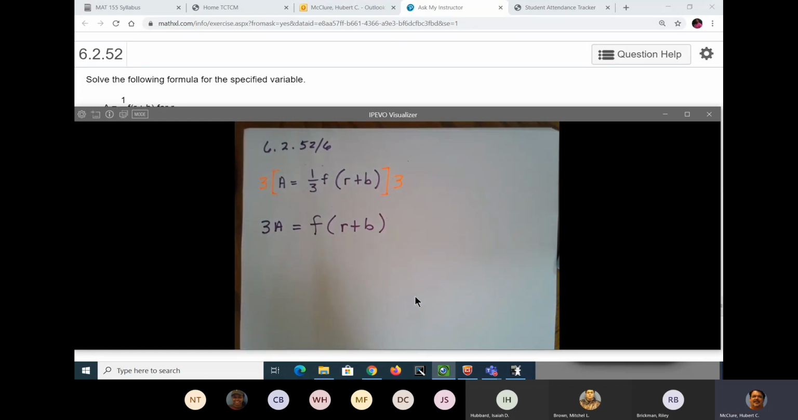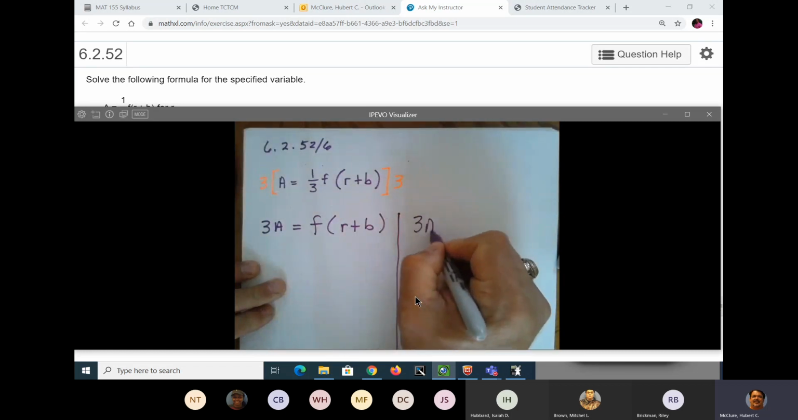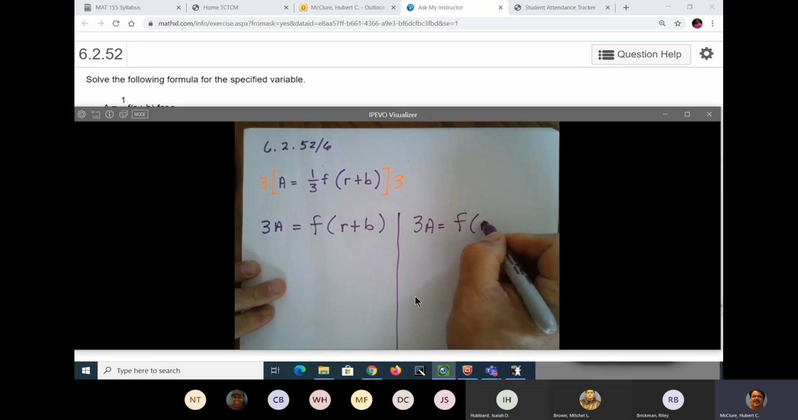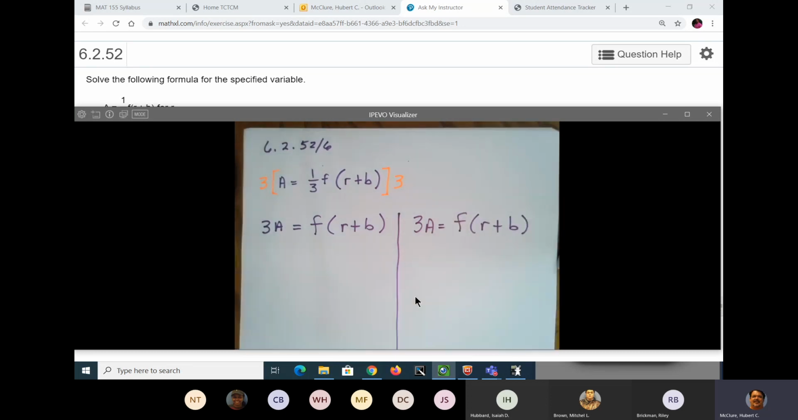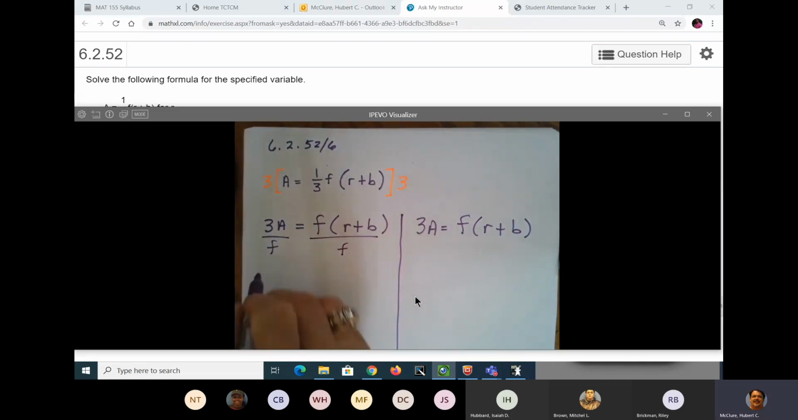Now, you got two ways to go here. 3A is equal to F times R plus B. I can either divide by F on both sides, or I can multiply by F on one side and distribute. Do I care which one you do? No, I do not. You can use either. Here, I'm going to divide by F. And that'll give me 3A over F is equal to R plus B.